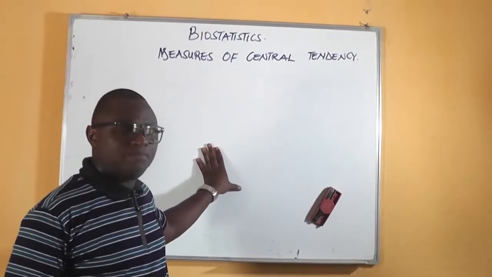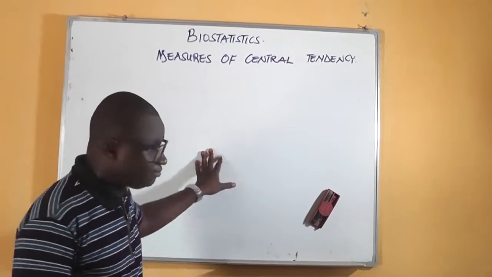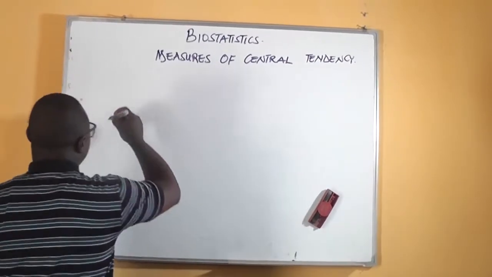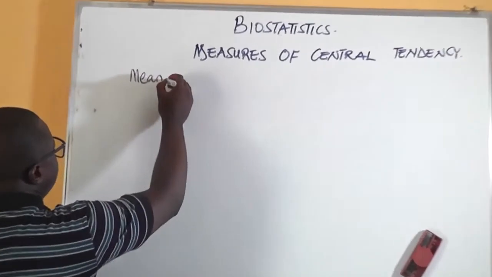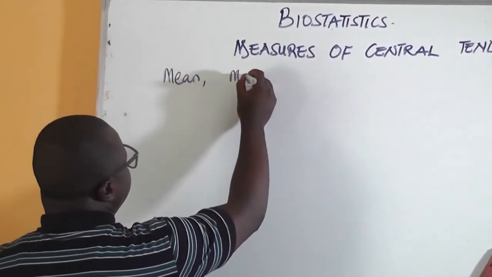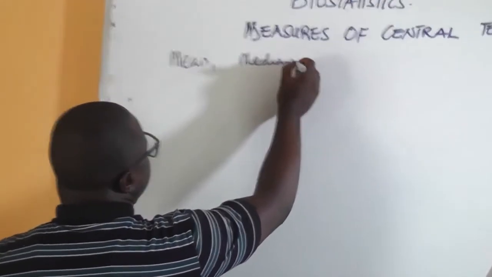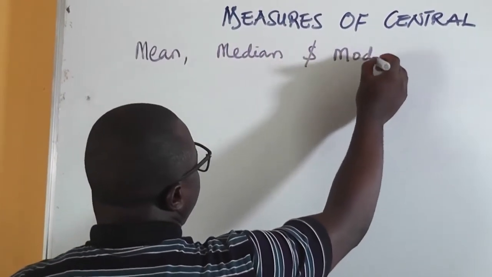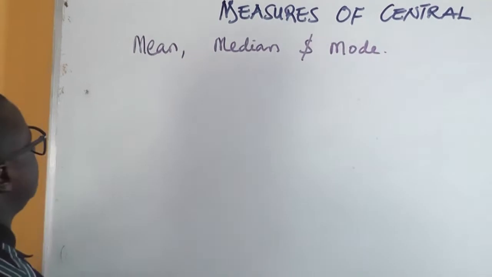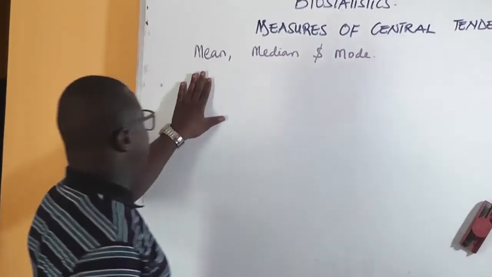Classification. And basically, there are three in number. I'm going to write them on the board. We have the mean, the median, and then the last one is mode. Alright, now, so what is mean?